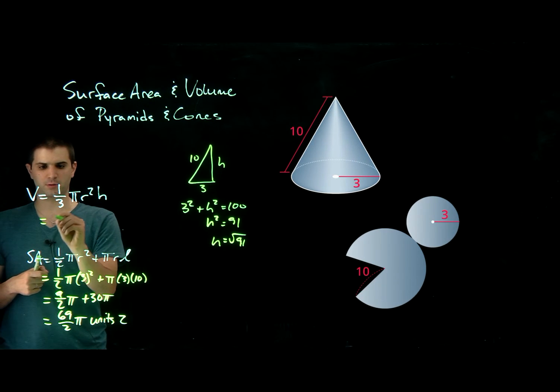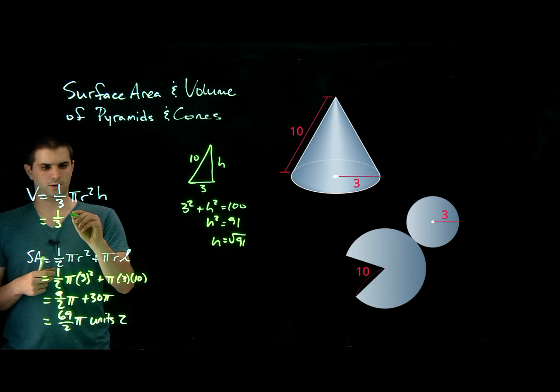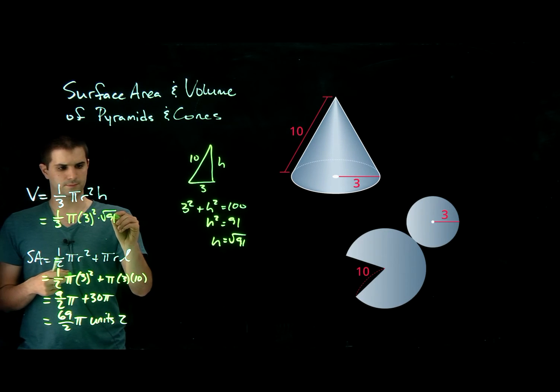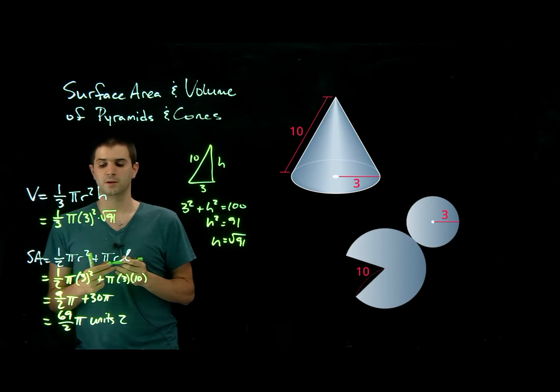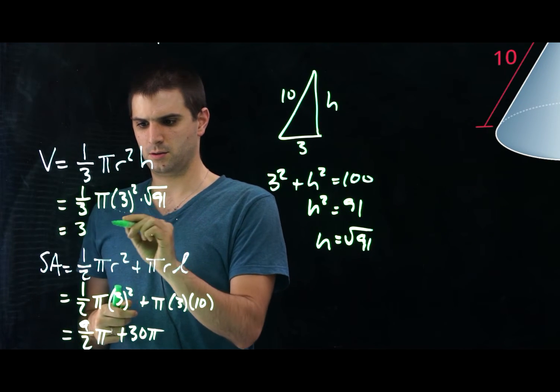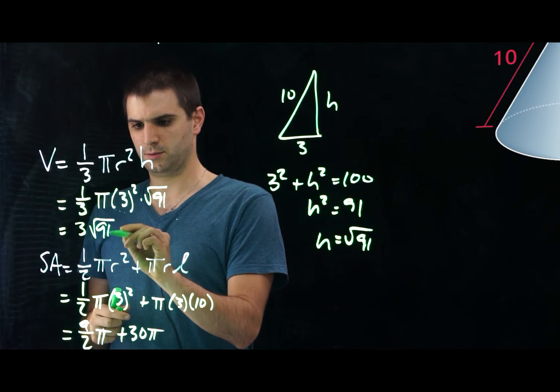So volume is going to equal 1/3 pi times 3 squared times root 91. Okay, so 1/3 of 9 is 3, so 3 root 91 pi units cubed.